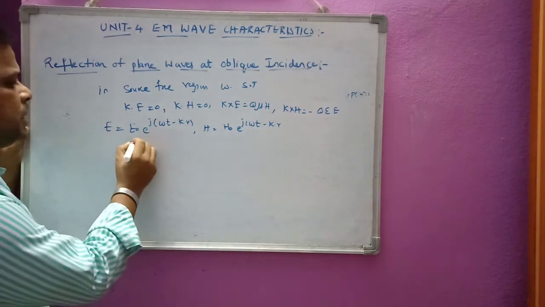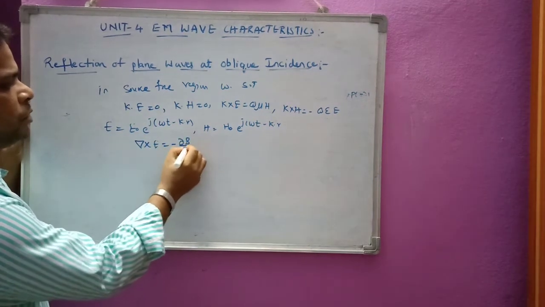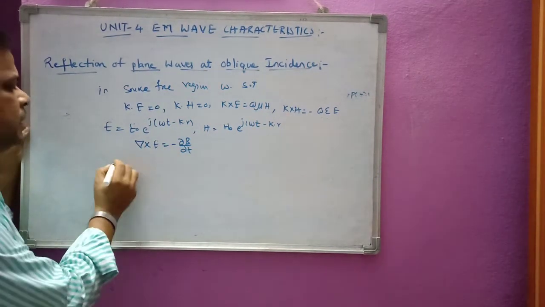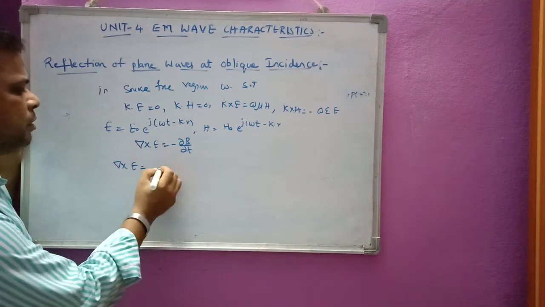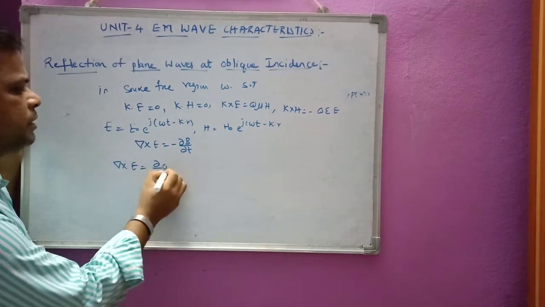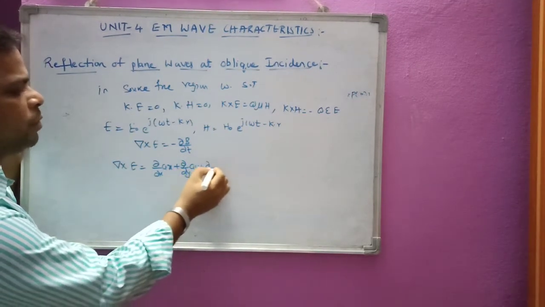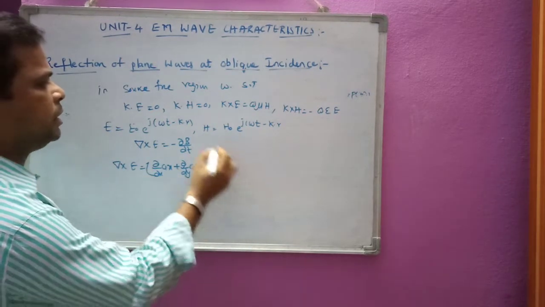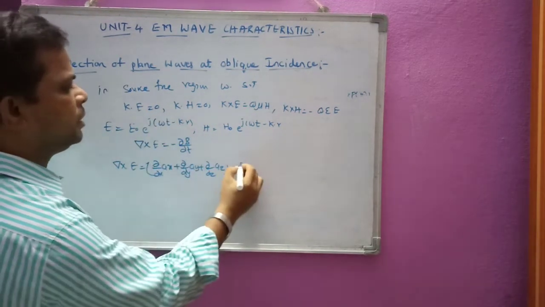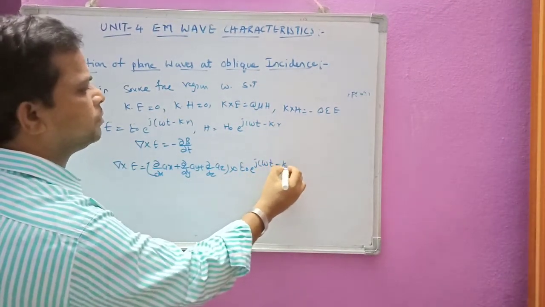Okay, let us take this one: del cross E is equal to minus dou B by dou t. Let me take the LHS here. Del cross E is equal to, del cross means dou by dou x of ax plus dou by dou y of ay plus dou by dou z of az, cross E. E is nothing but E naught into e power j(omega t minus k dot r).